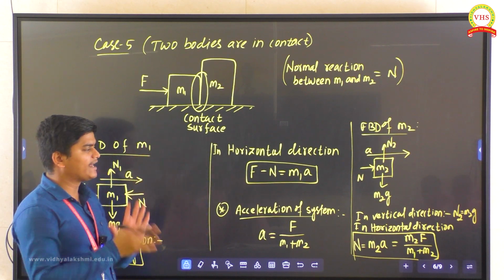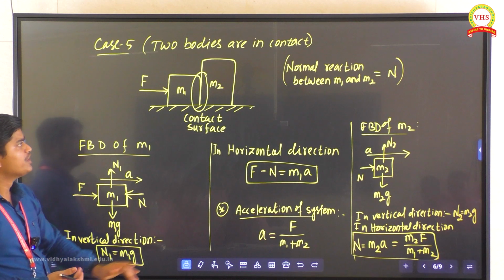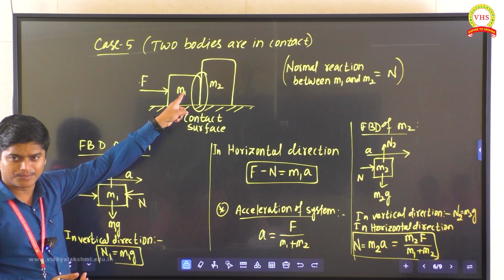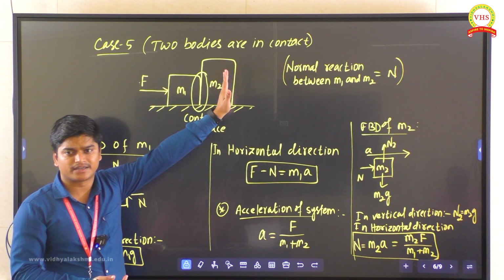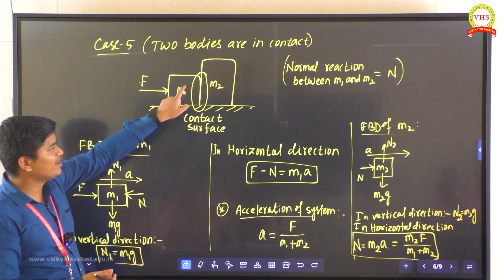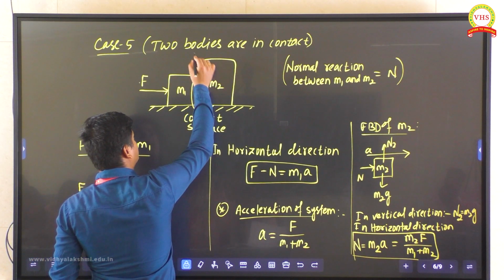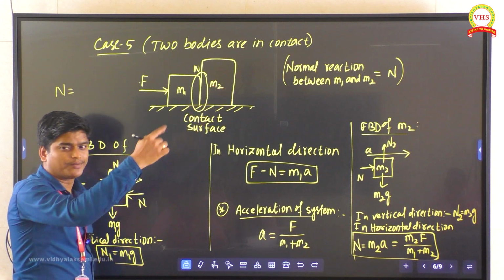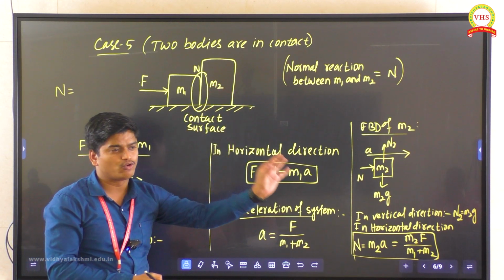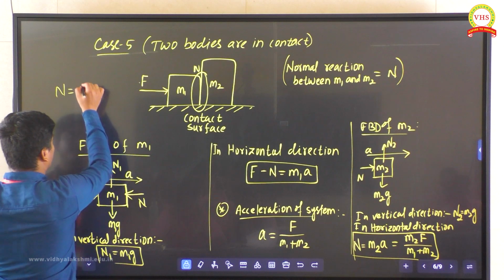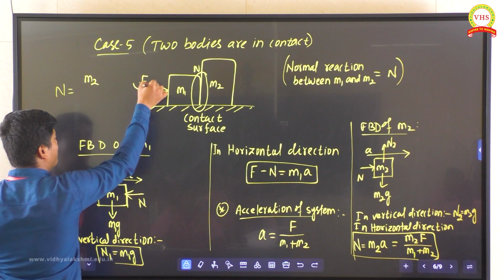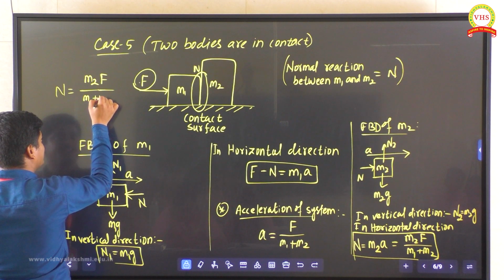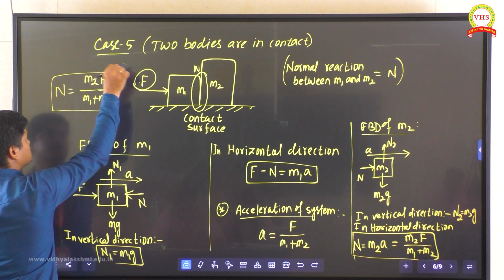And here is one trick I will tell you to remember this normal reaction. See, this force is connected to the M1 object, not connected to M2. Now if I want to find the normal reaction here, which object is it not connected to? M2. That one you take first. M2 multiplied with the applied force, divided by the addition of the masses.